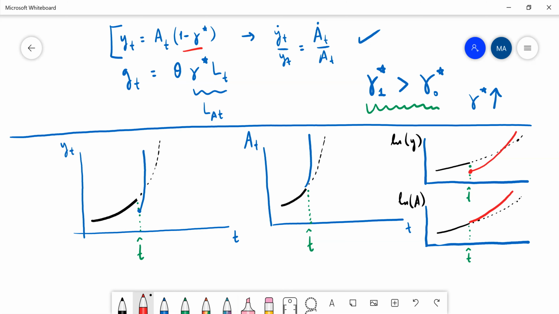Okay, so what happens here? The society makes a sacrifice today, right? The society makes a sacrifice today to have more output tomorrow, right? So in that sense, technology is like capital, right? If you look at this equation, technology is like capital, right? There's no depreciation.